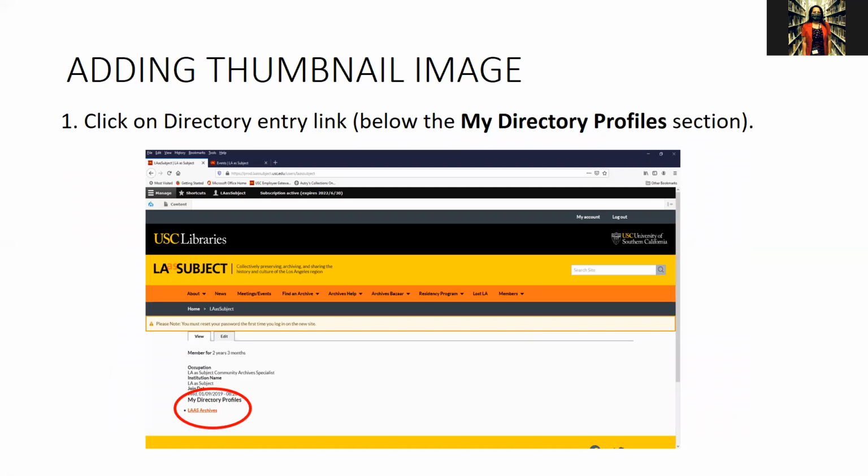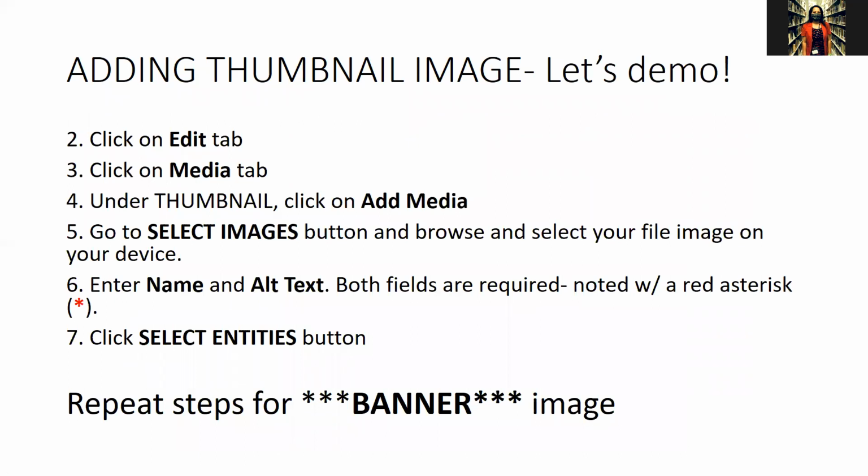You'll be taken to a biographical page associated with the email that will include your occupation, institutional name, and join date. Under My Directory Profiles will be the link or links to the directory entry page or pages you are allowed to edit. Click on the link of the page you would like to edit or add your thumbnail.